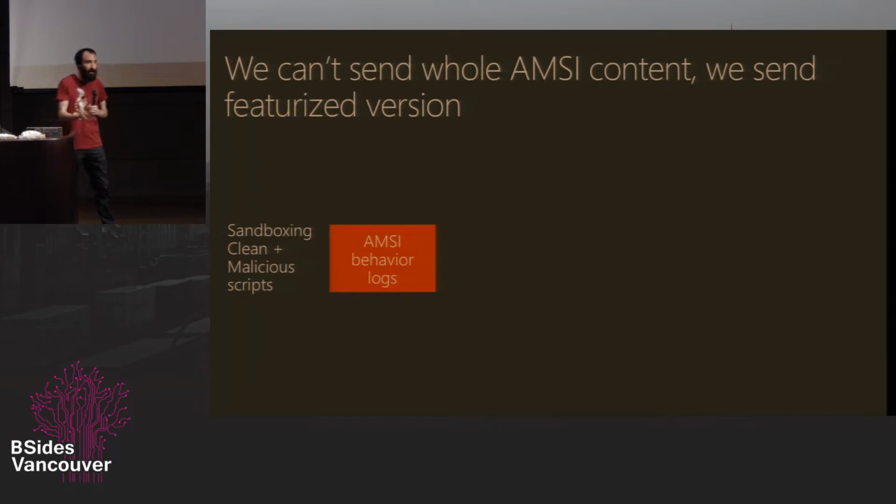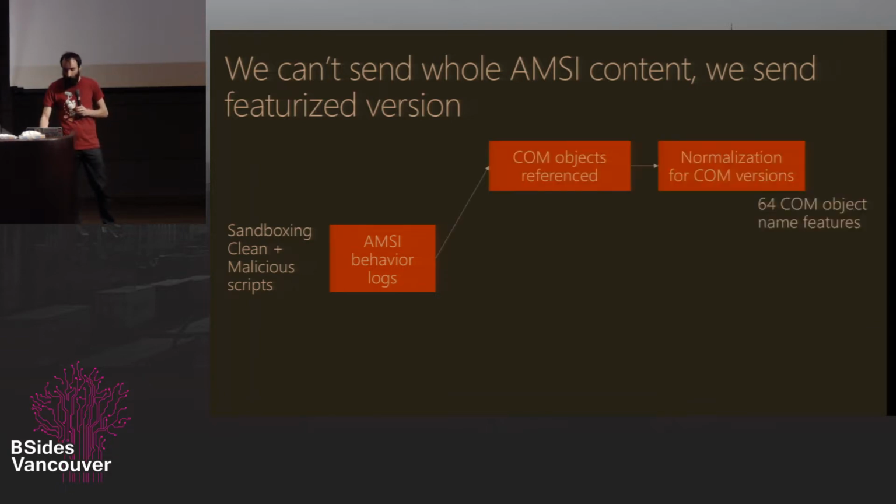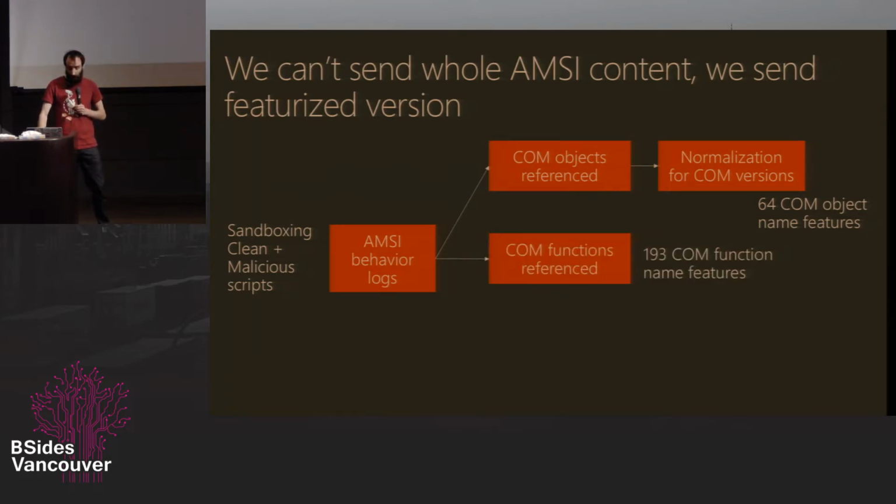So we detonated in sandbox environments a large collection of known clean and malicious scripts while recording AMSI behavior logs, and we use that as the basis for our feature selection of what we're going to deploy to the client. First off, of course, we include as features all the COM function names which are referenced. In this case, we had 6 COM objects which are referenced, and similar for all the COM function names. So we had 193 COM objects referenced.